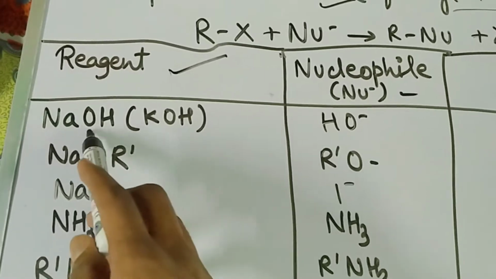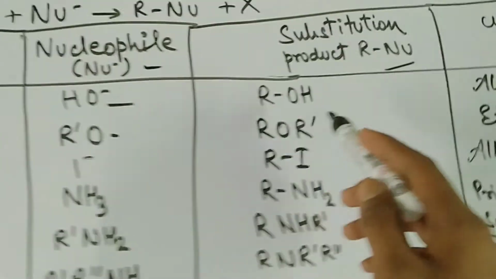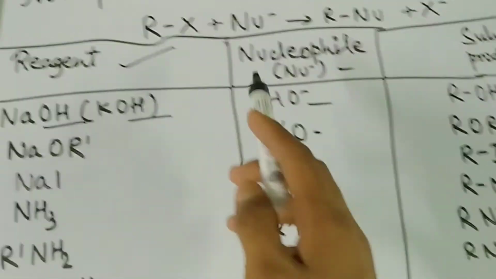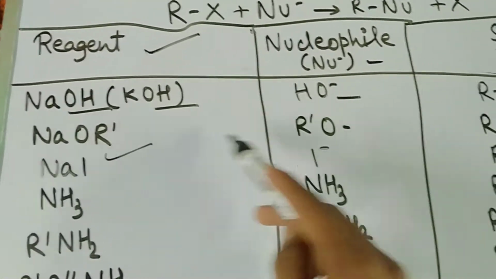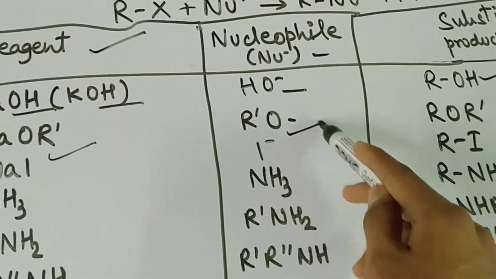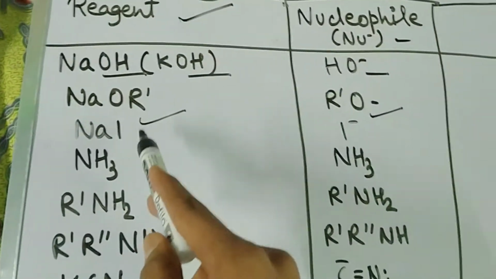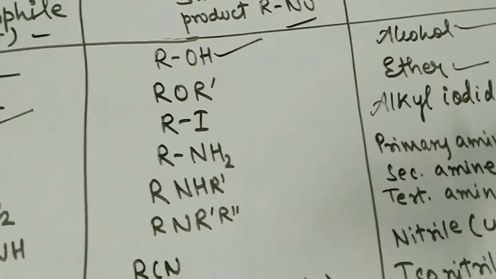Alright, so we took a reagent NaOH or KOH, and the OH- is the nucleophile, and we get an alcohol. The nucleophile gets generated. Here we take NaOR, we get the nucleophile RO-, and we get our ether. Accordingly, every reagent is producing its nucleophile, and it reacts and gives the product.